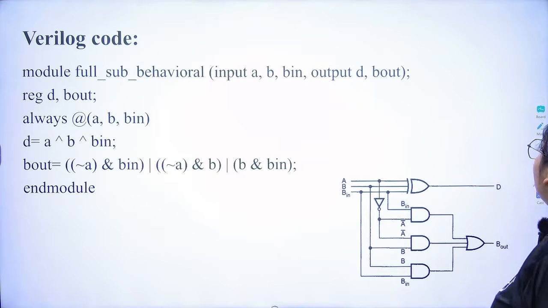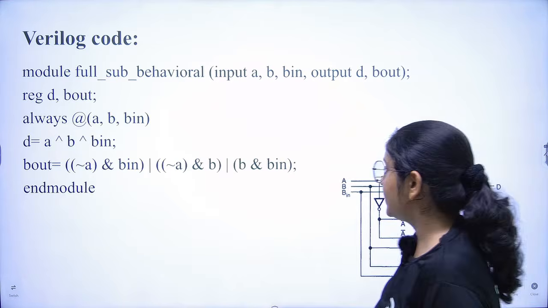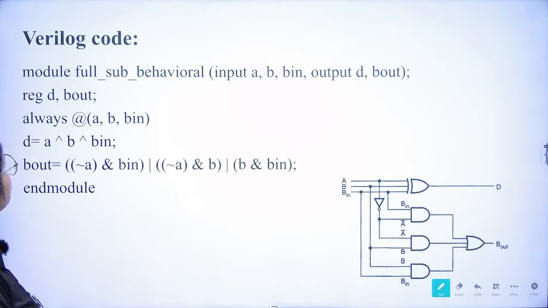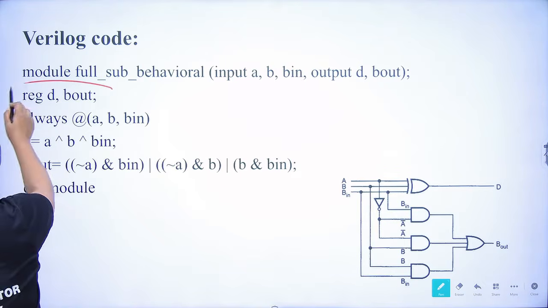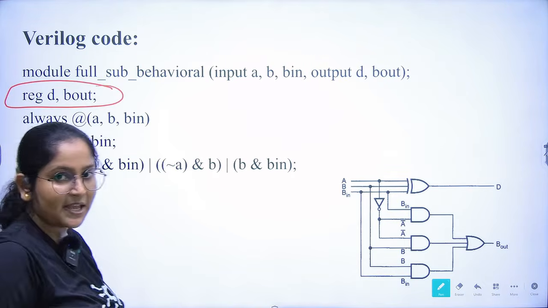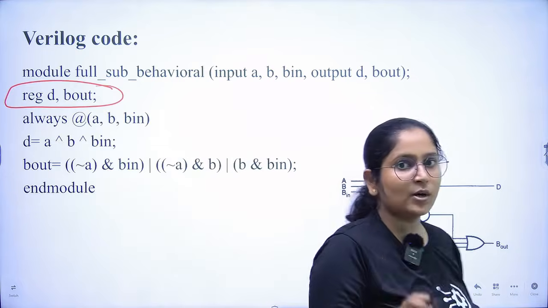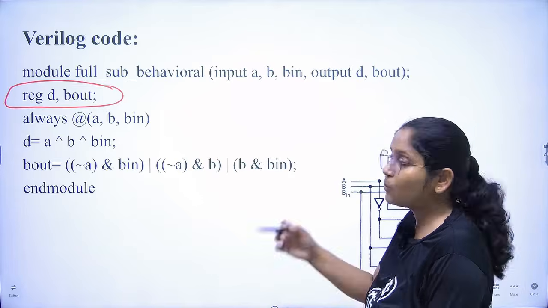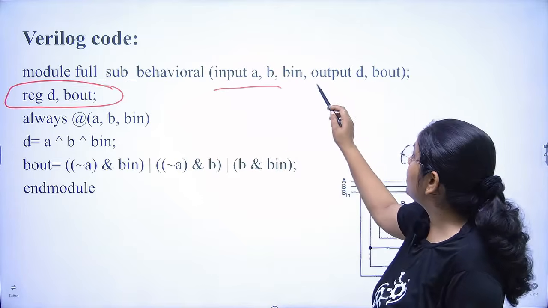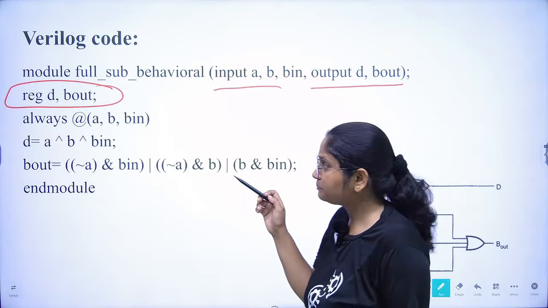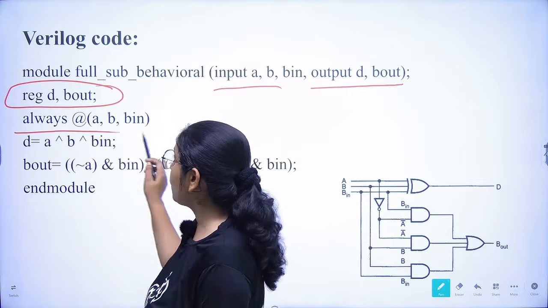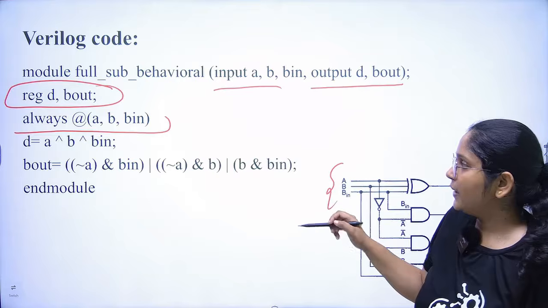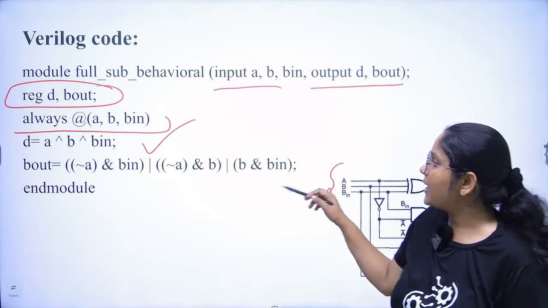Yes, so this was all about the full subtractor that I have told you. Now, coming to the coding section. See, this is your circuit diagram. You have declared the output as reg type because it's a behavioral level of modeling, right? You're storing the results somewhere for a while. Then inputs and outputs, and your always block, which is sensitive to the inputs A, B, B in, and then the difference and the borrow.